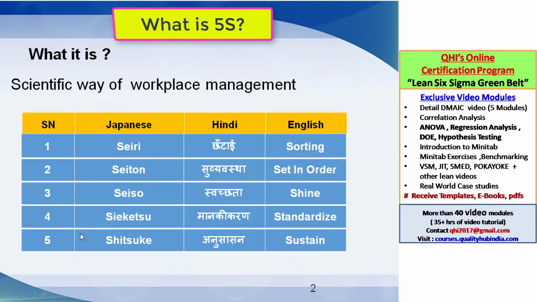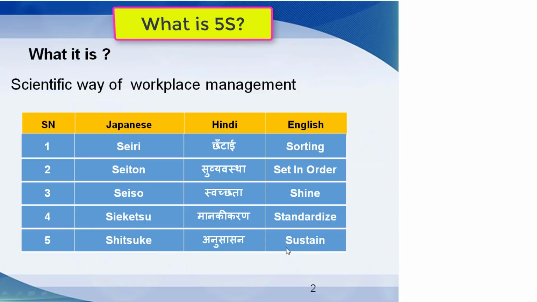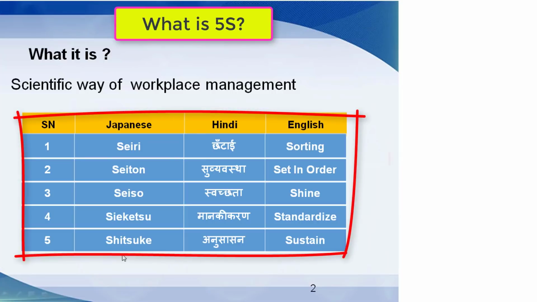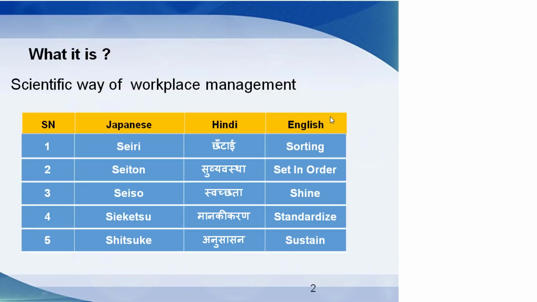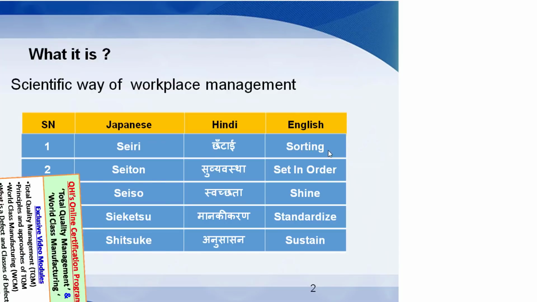And the fifth S, which is the last S, is sustain or sustenance, which is shitsuke in Japanese and anushasan in Hindi. So friends, for implementing 5S, we follow these 5 steps one by one for overall improvement of our workplace. Now let's understand them one by one in more detail.